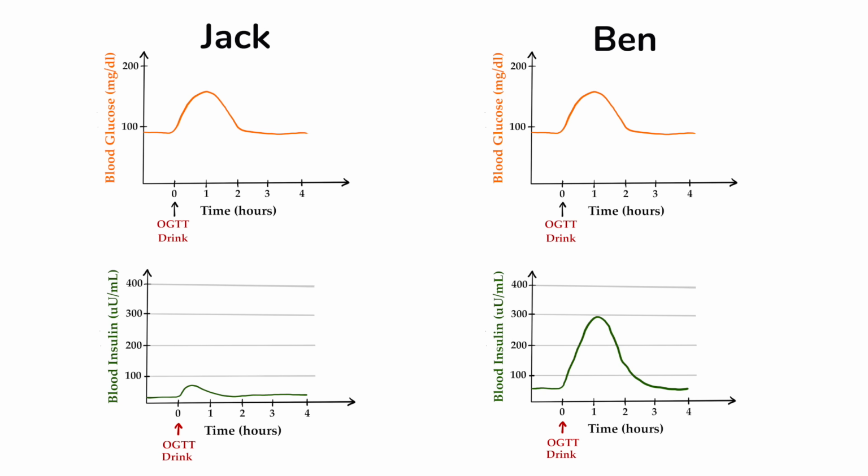These are extremes, but taken from actual people, obviously not called Jack or Ben, who participated in a clinical trial my group ran a few years ago. What is going on here? Well, they consumed the exact same amount of glucose, and they were similarly able to keep blood glucose levels regulated within the normal range. But Ben's body needed a lot more insulin to keep blood glucose levels in that normal range. This means that Ben is more insulin resistant than Jack.